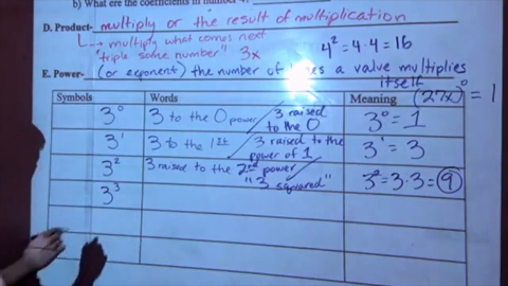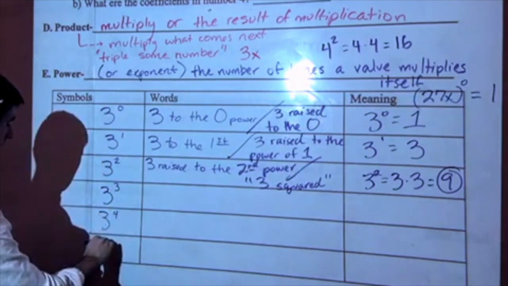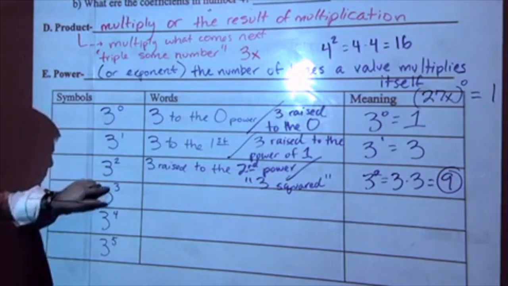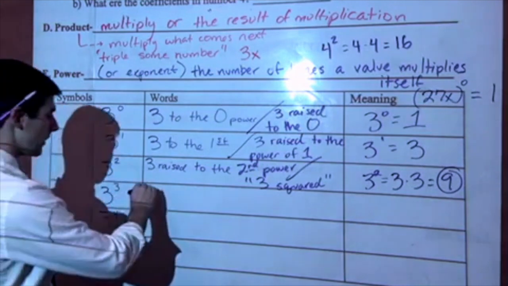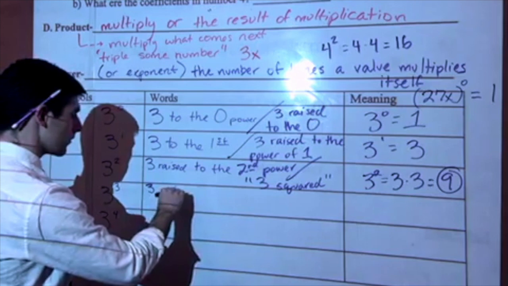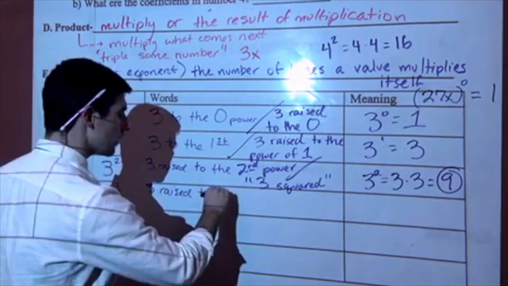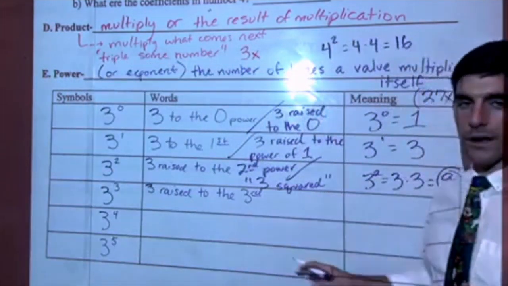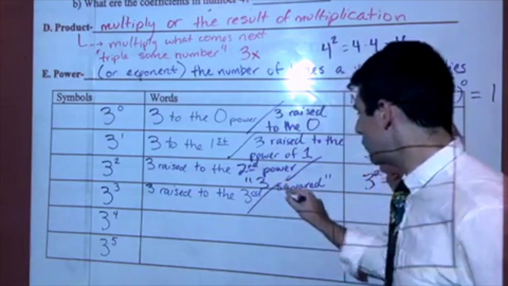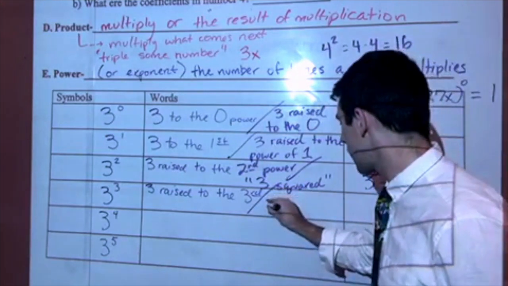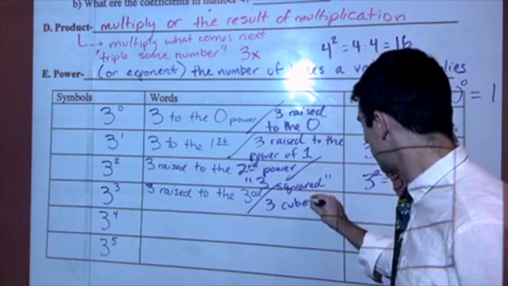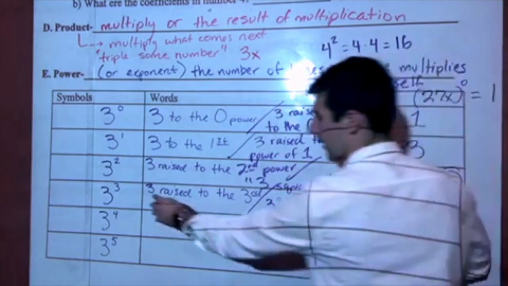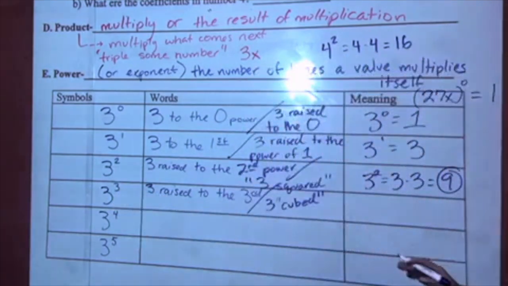Last one we're going to show for you, and then you're going to fill out 3 to the 4th, and also 3 to the 5th. The last one that's a little unique with the wording is 3 with an exponent of 3. So we could say this as 3 raised to the 3rd. You could also say 3 raised to the 3rd power. But the unique wording here is, we could say this as 3 cubed. So that's the unique wording that goes along with whenever you have an exponent of 3. You could say 3 cubed.